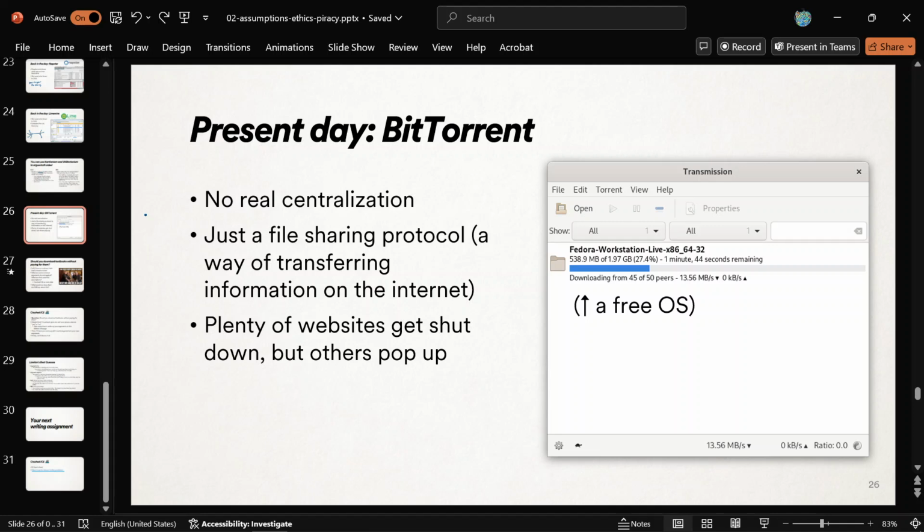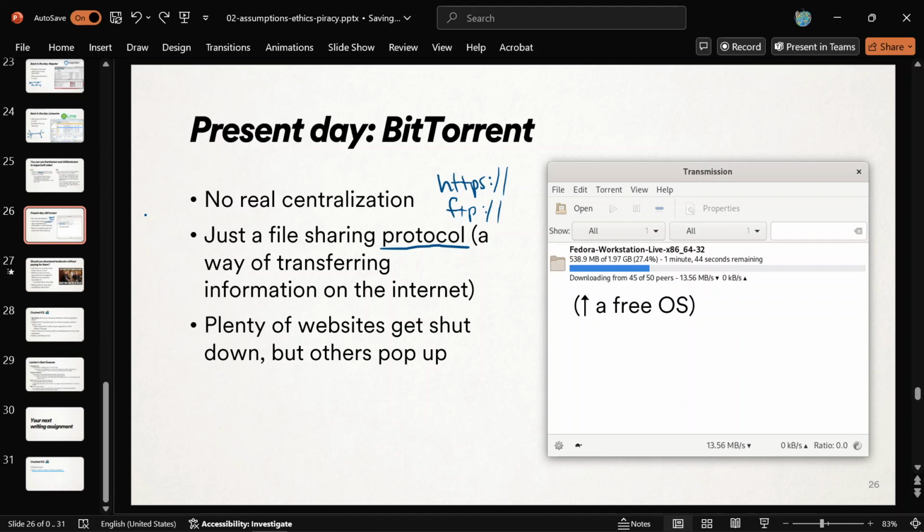Also because it's just a protocol. It's a file sharing protocol. A protocol is just a way that computers connect to each other. It's like a language that they speak and use to transfer information. When you go to a website, you're connecting to the website with the HTTPS protocol, right? Because all the links start with that. That's just a protocol. There's also one called FTP, file transfer protocol, not too popular anymore for file sharing. And then BitTorrent is just another one.